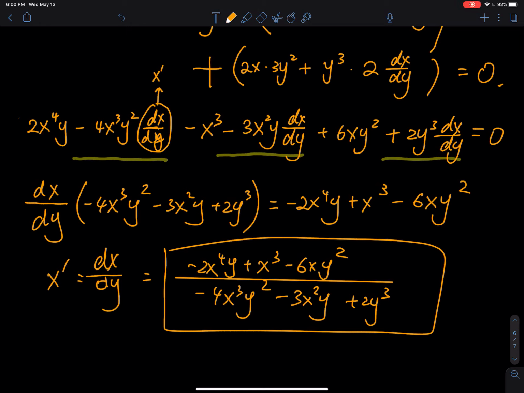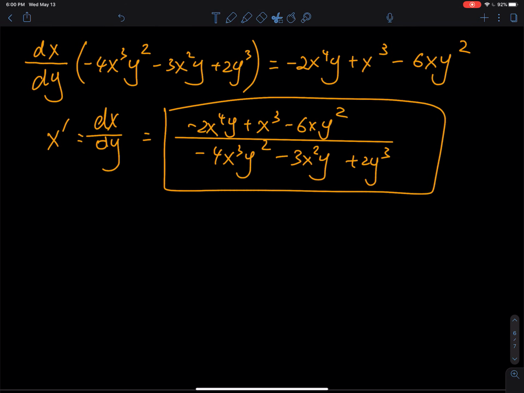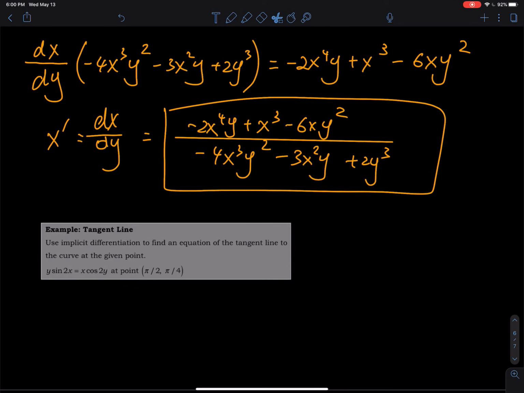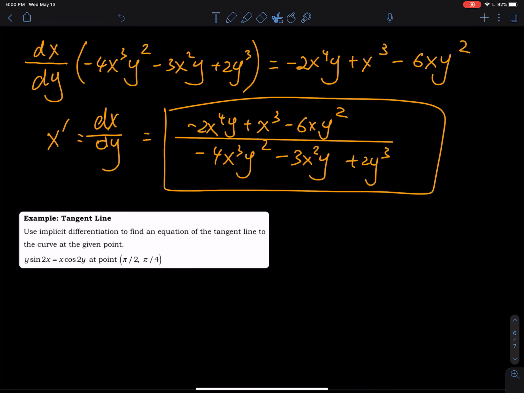Okay, we have one more problem left. That problem is a tangent line problem. Let me go ahead and paste that problem right here. So we have a tangent line problem: use implicit differentiation to find an equation of the tangent line to the curve at the given point. So we have an equation, we have a point. Of course, to find the tangent line, tangent means we need the slope. Slope means we need to take the derivative.